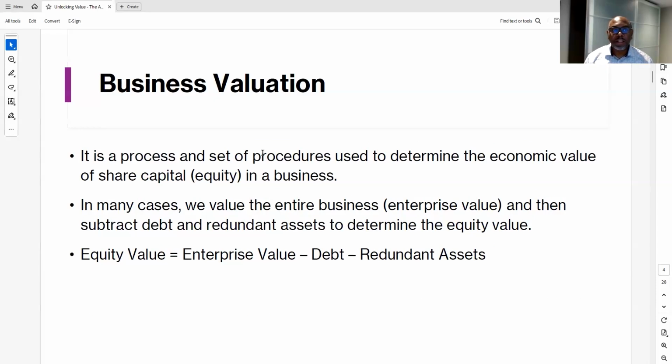So, the definition of what a business valuation is: it's really a set of procedures that we use to determine what the economic value of share capital in the company is, or what we refer to as a business. There are multiple ways of valuing that interest, but we typically start with the whole company, what we call the enterprise value. A company is funded in two ways, debt or equity. So we look at the whole thing, including debt and equity, and then normally what people are interested in is obviously the equity value.